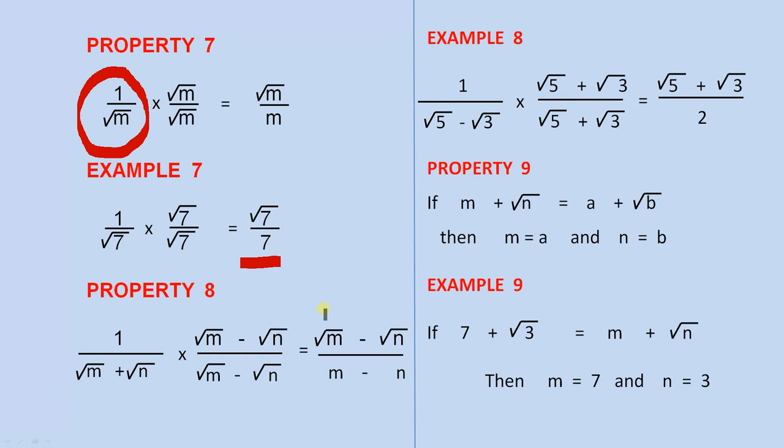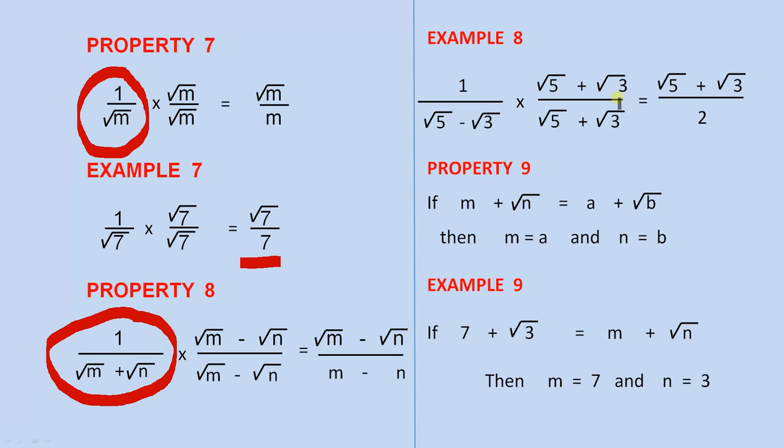Property 8: 1 over the square root of m plus the square root of n. If you multiply that by the square root of m minus the square root of n over the square root of m minus the square root of n, remember both the numerator and the denominator are the same, so the value of the initial fraction is still the same. We multiply through the numerator, we have the square root of m minus the square root of n. Now the product of a sum and difference, there it is there, that's the answer. So it's basically the product of a sum and a difference gives you the difference of two squares. So that gives you then a rational denominator.